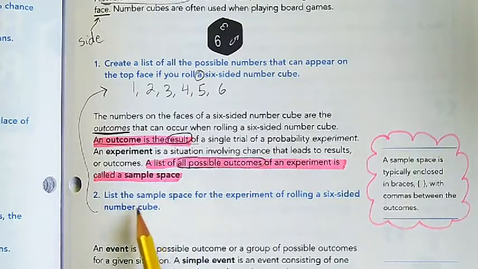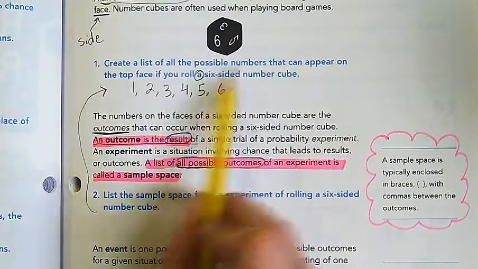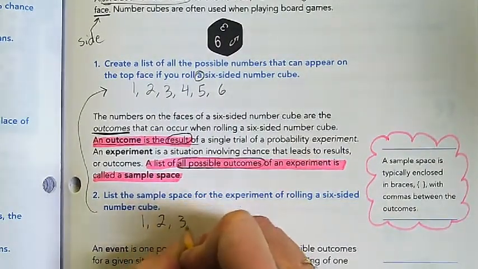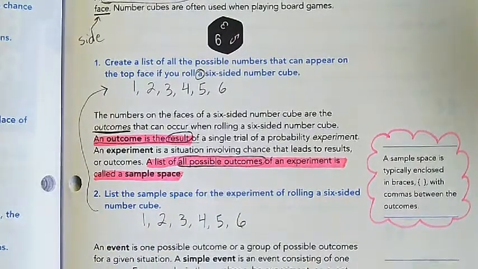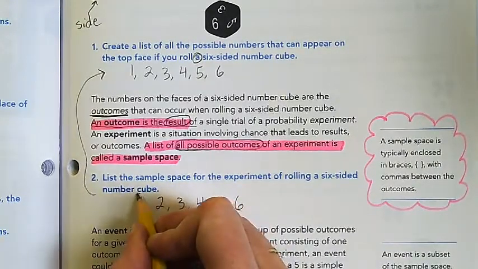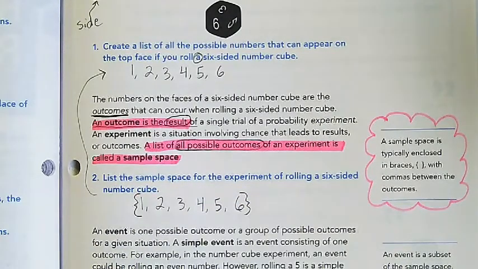Number 2 says list the sample space for the experiment of rolling a 6-sided number cube. We already did that. Because the sample space is all the possible outcomes, all the possible numbers that the number cube can land on. 1, 2, 3, 4, 5, and 6. Now we know that we use those little brackets to make it more academic.